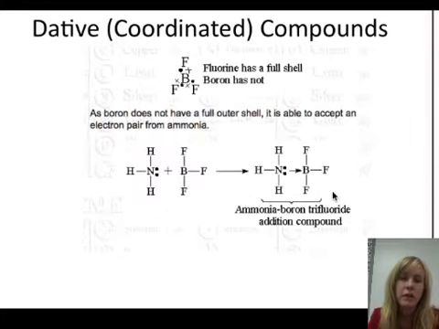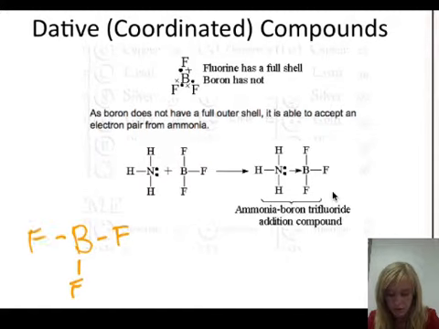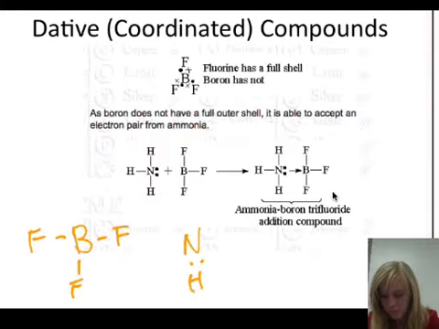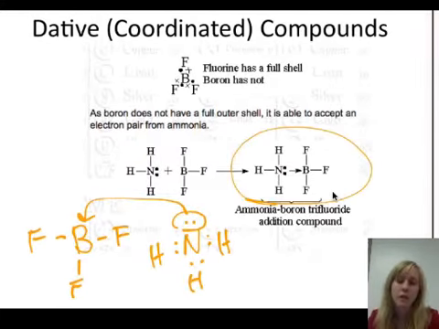One other topic related to bonding that I want to throw in here is dative or coordinated compounds. An example is BF3. You know that that's an exception where there's no electrons here on the boron. Now this makes it very reactive because it can accept an extra pair, because ammonia has this extra pair. So this is going to bond to this boron to form a coordinated complex.